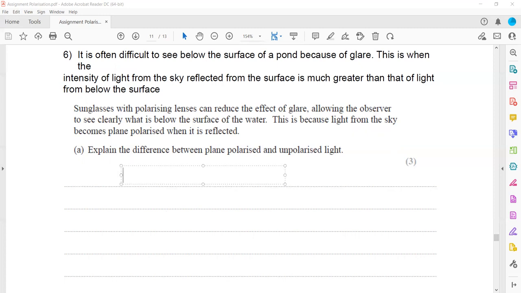What is the definition of unpolarized light? Unpolarized means light which is having many oscillations in many directions, many oscillations or vibrations.